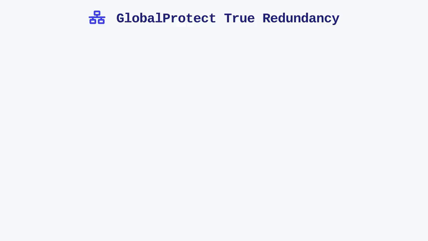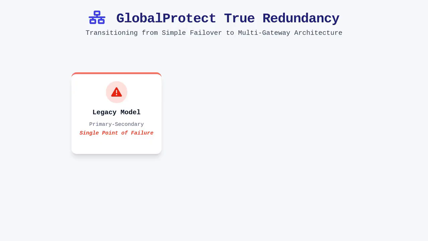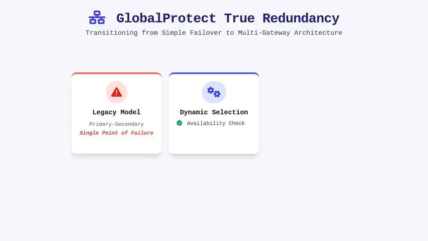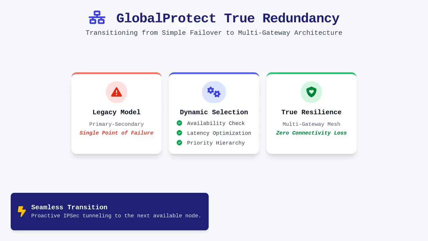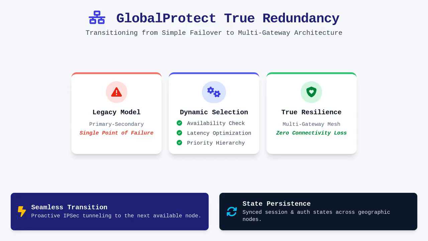Achieving true redundancy in a GlobalProtect environment requires moving beyond simple primary-secondary failover models toward a more dynamic, multi-gateway architecture. When we talk about eliminating single points of failure, we are essentially building a system where the loss of a physical security appliance or an entire data center does not terminate the connectivity of the remote workforce.